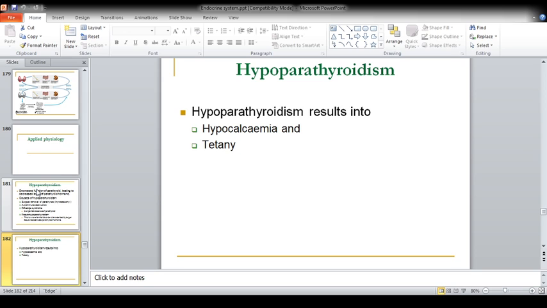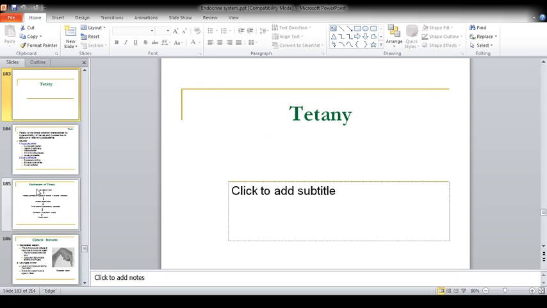If there is hypoparathyroidism, it would cause hypocalcemia, that is decreased calcium level in the body, and it may also cause tetany. Now what is tetany? We'll just discuss in the next slide.